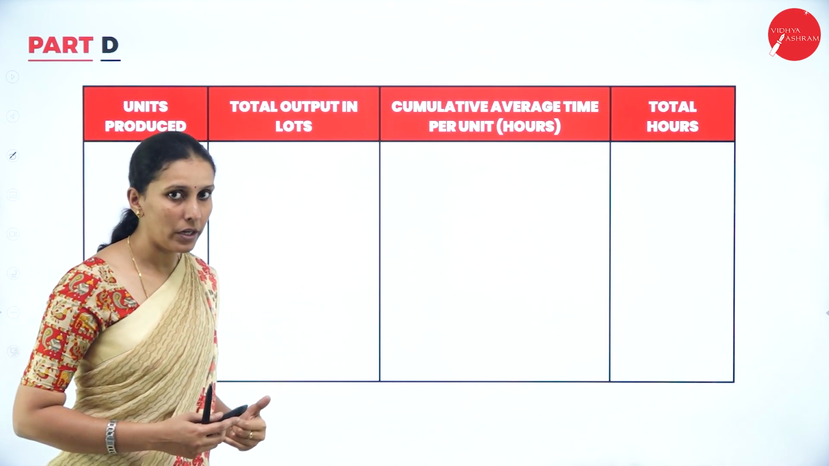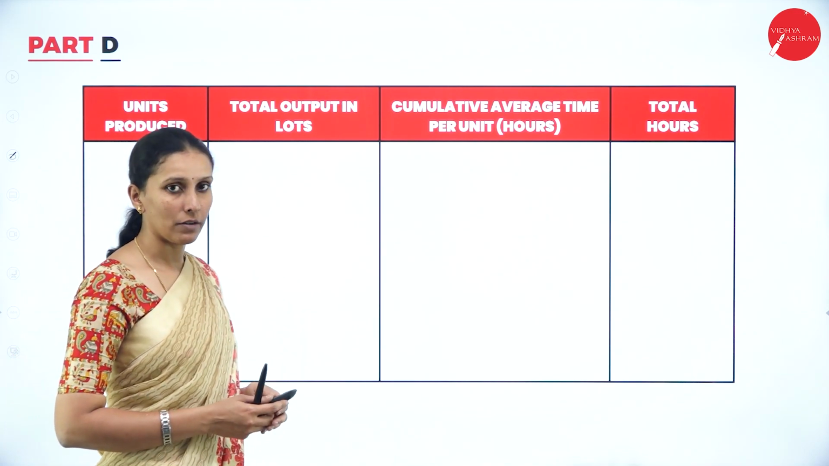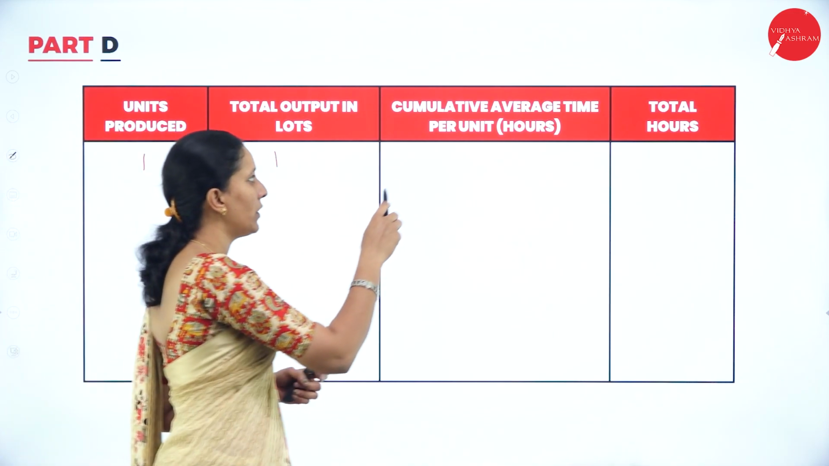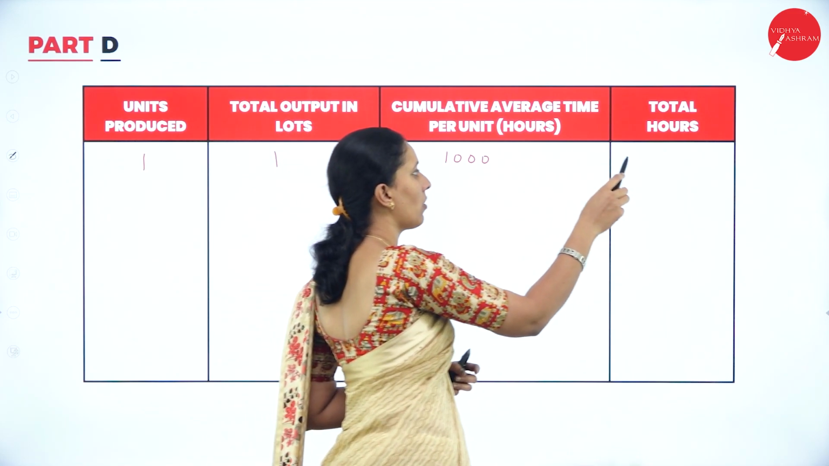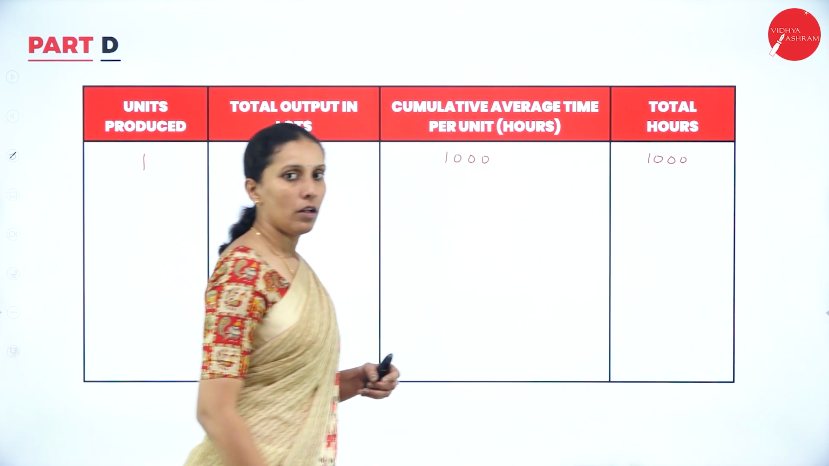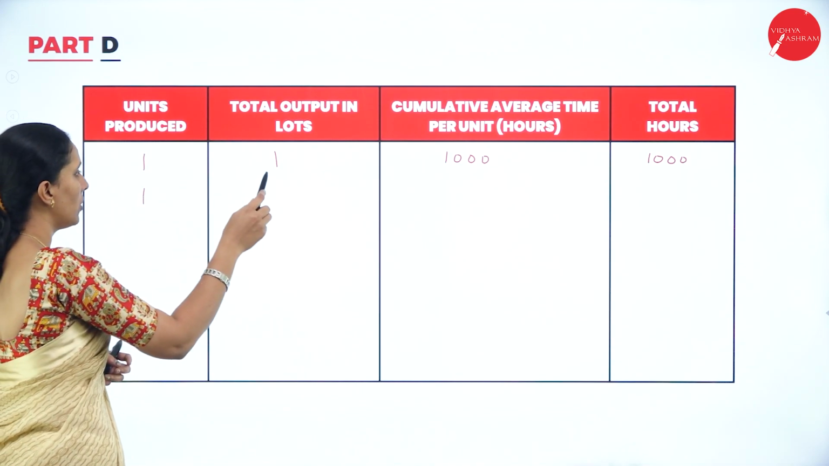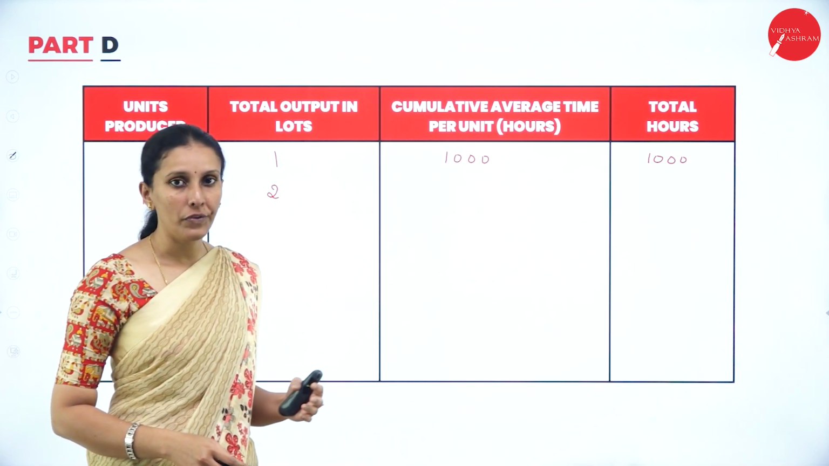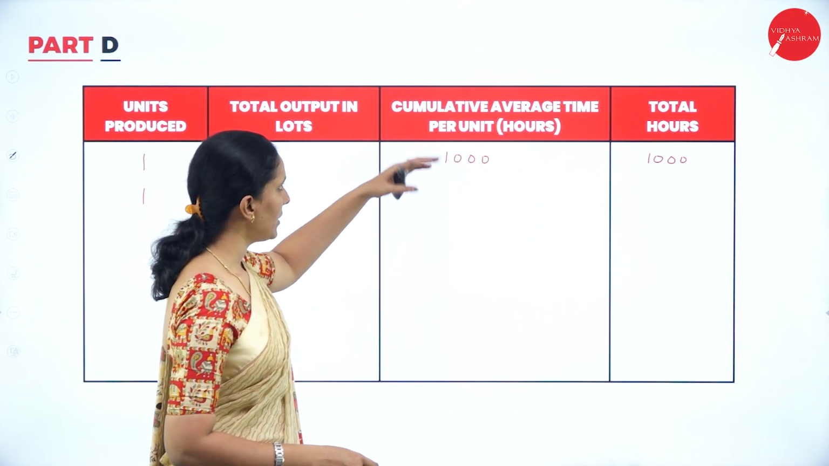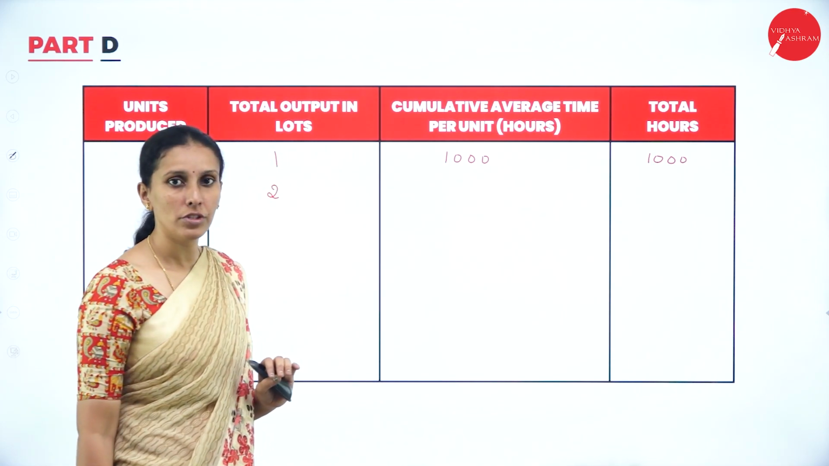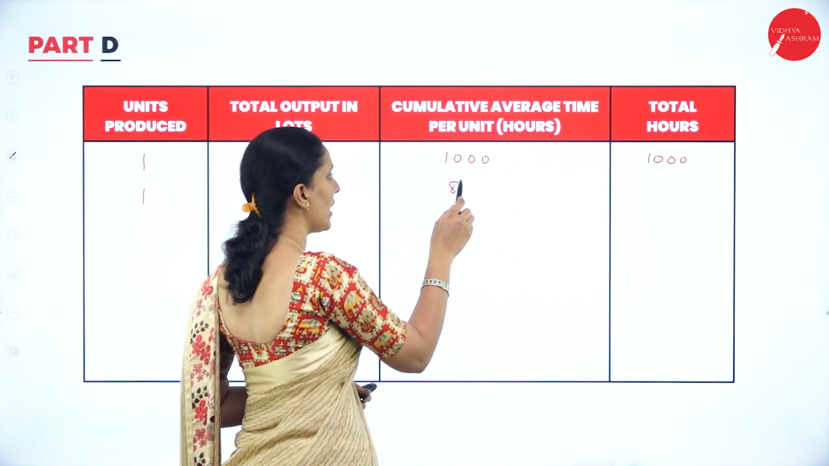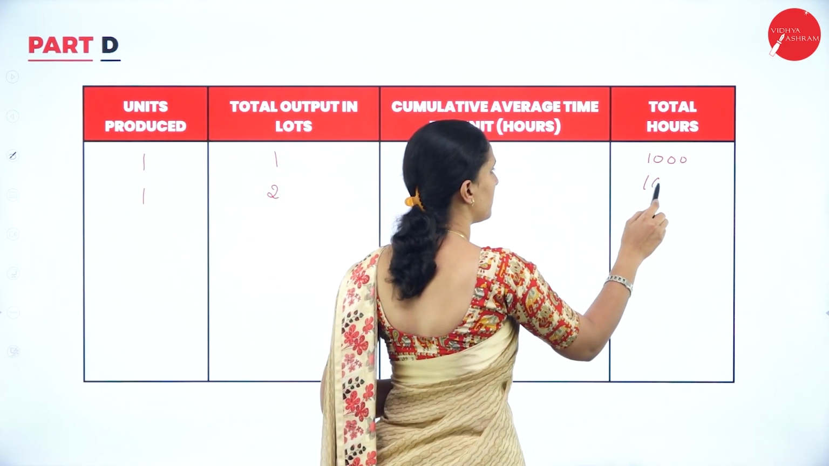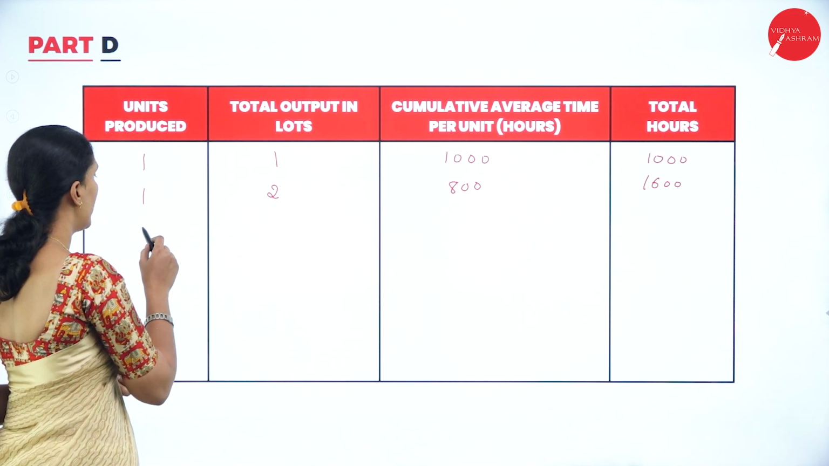Cumulative average time per unit, based on the learning effect and total hours. Clearly to produce one lot, the total output will be 1. The first time it has taken 1000 hours, so here also it is 1000. Now next I am producing one more lot, so the total lots will be 2. Now here an 80% learning effect is given, so it will be 80% of your previous average time per unit. 80% means it is 800. So total will be 800 into 2, that is 1600.